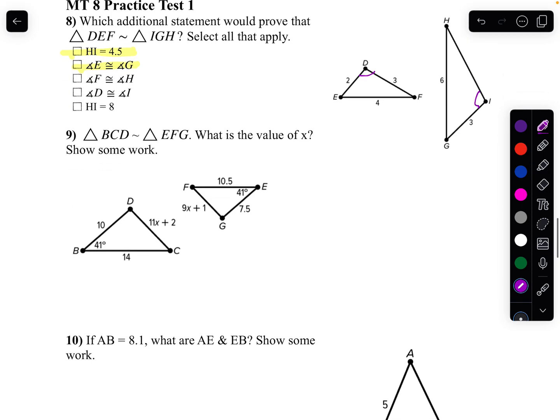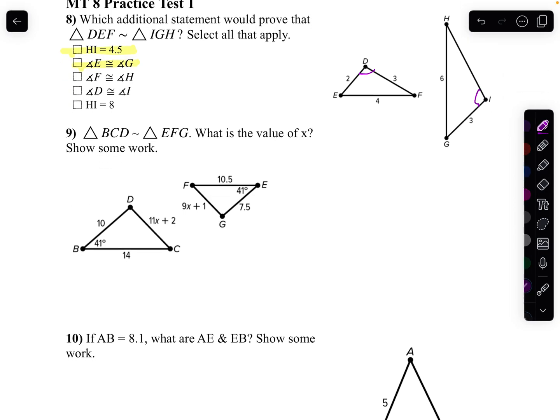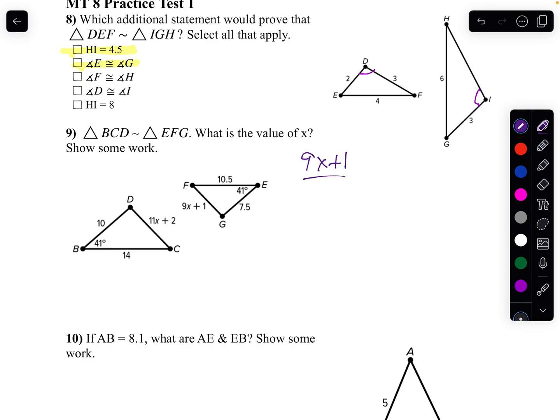Let's take a look at question number 9. If these two triangles are similar, I want to find the value of x. Let's pick one with x. I like 9x plus 1. 9x plus 1 is FG. What corresponds to FG? Well, that would be CD, wouldn't it? So that'd be 11x plus 2.